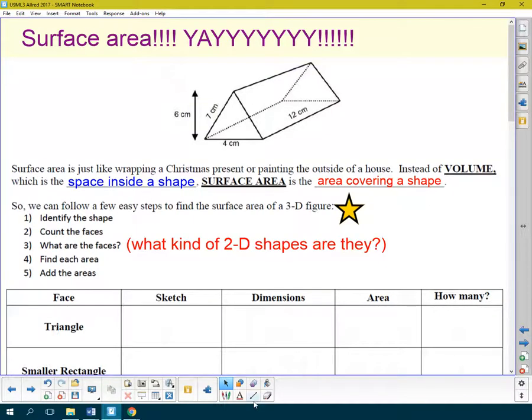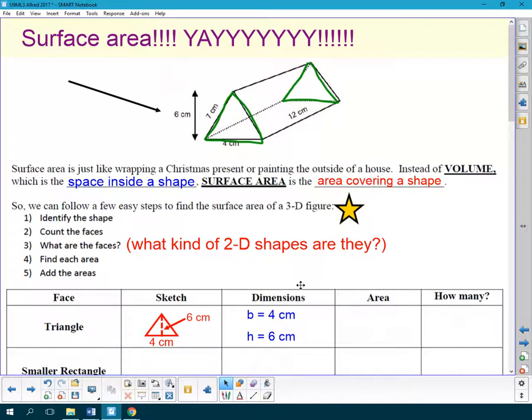We're going to use this triangular prism right here as an example. When I see it, I see 1, 2, 3, 4, 5 faces. The first thing I see is a triangle, and I do see a triangle just like it on this side, and an identical triangle just like it on the other side. I'm going to sketch that triangle. Looks kind of just like that. It has a 4 centimeter base and a 6 centimeter height.